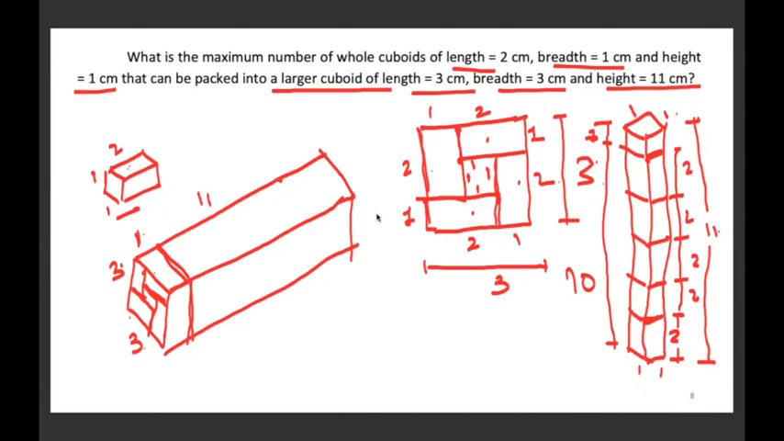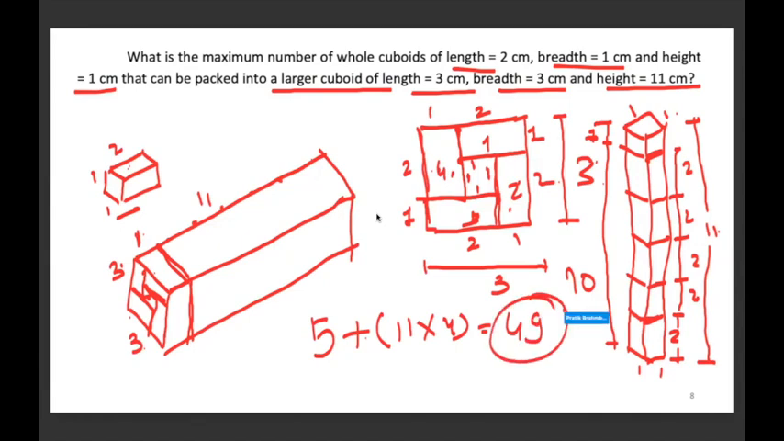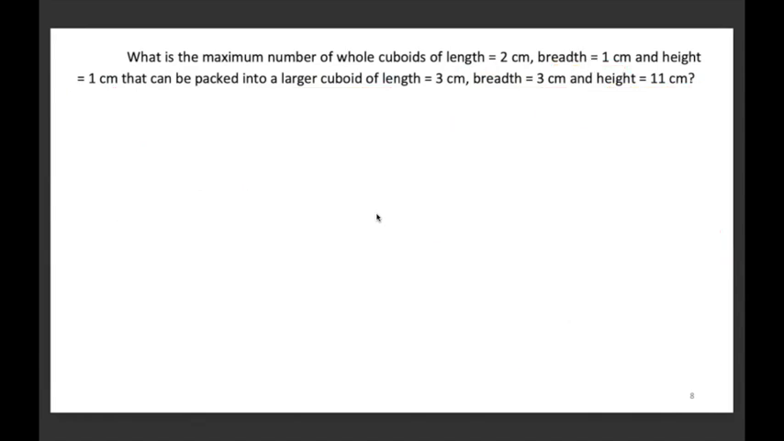So 5 pieces organized vertically in this void that is getting formed, plus you have 4 such pieces, 1, 2, 3, and 4, organized in a length of 11. So we can have 11 such slices. So 11 into 4 plus 5, this adds up to a total of 49 pieces. Okay, we'll move to the next one.